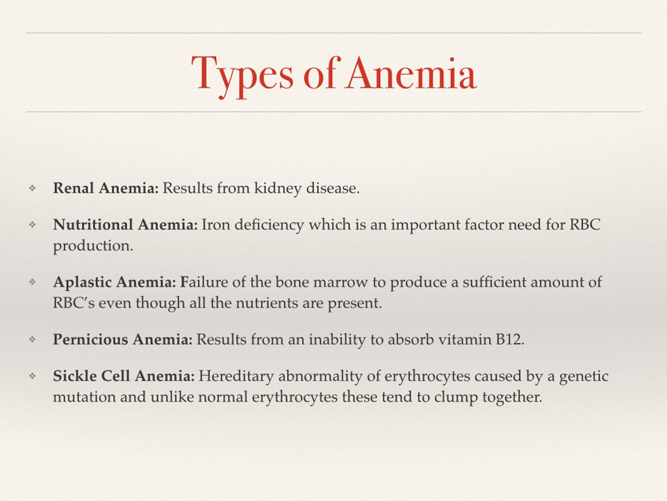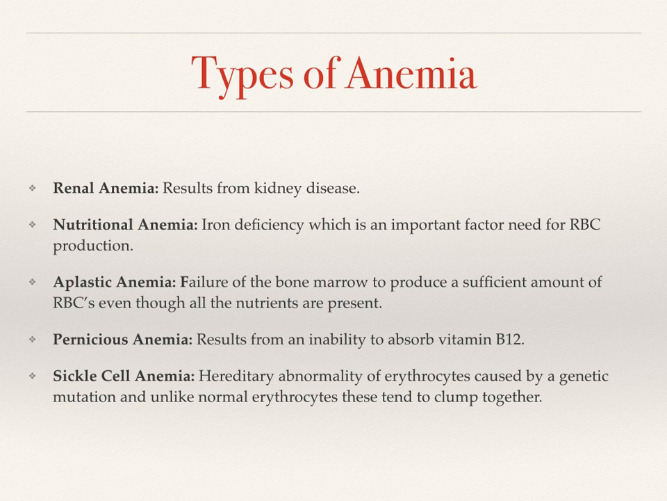As covered, renal anemia results from kidney disease and leads to insufficient red blood cell production. Nutritional anemia results from a dietary deficiency when individuals are not getting key nutrients that are necessary for erythropoiesis, such as iron, which can be found in red meats and dark leafy greens.